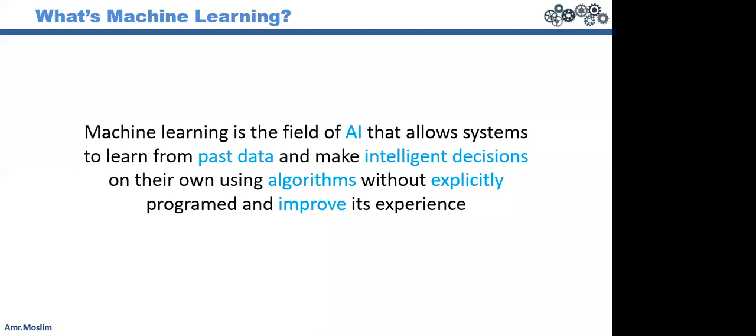What does it mean, improve its experience? It means the algorithm will start with a bunch of assumptions, and afterwards it improves the experience of prediction and the experience of making intelligent decisions. This is what we want the algorithm to do, keep improving its predictability all the time.